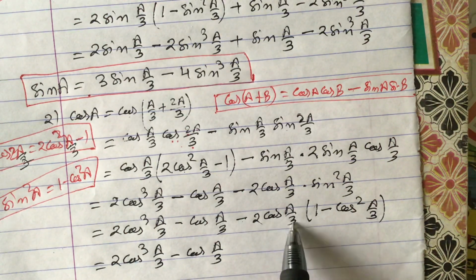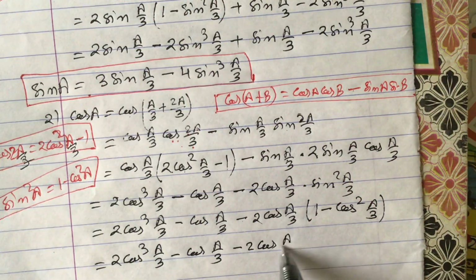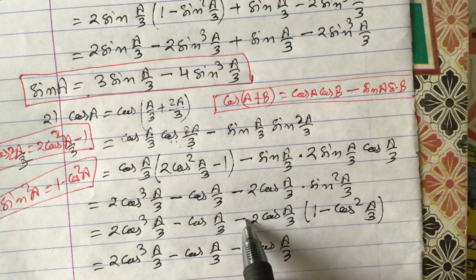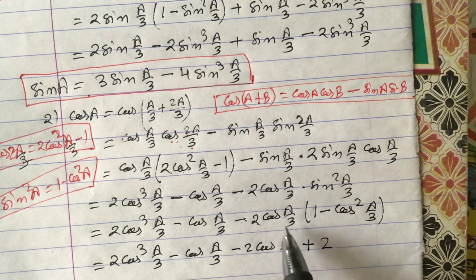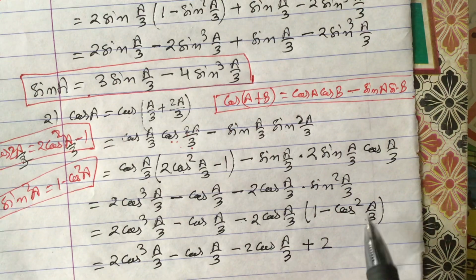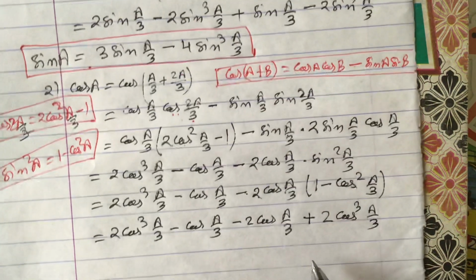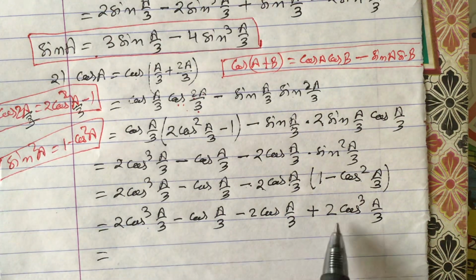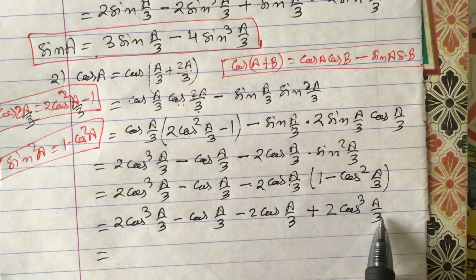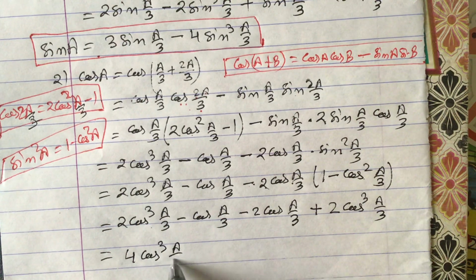Minus 2 cos a by 3 times 1 is minus 2 cos a by 3, okay? Minus times minus is plus. 2 times 1, 2. Cos a by 3 times cos square a by 3 is cos cube a by 3. Now, look here. 2 cos cube a by 3, 2 cos cube a by 3. So, they are like terms. So, we can add. We'll get 4 cos cube a by 3.